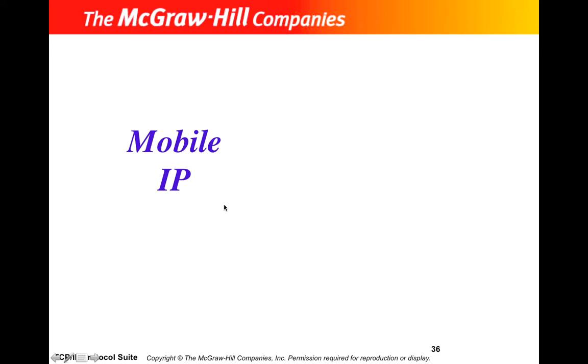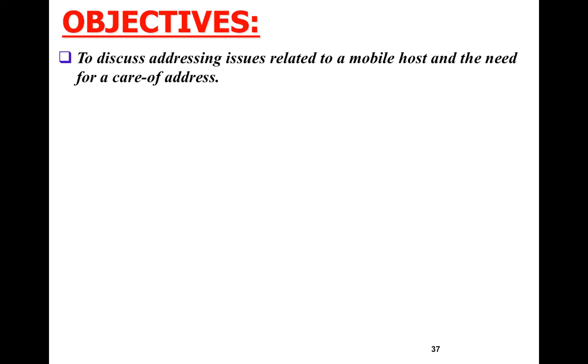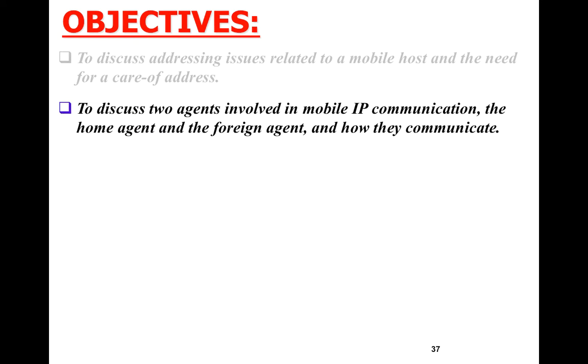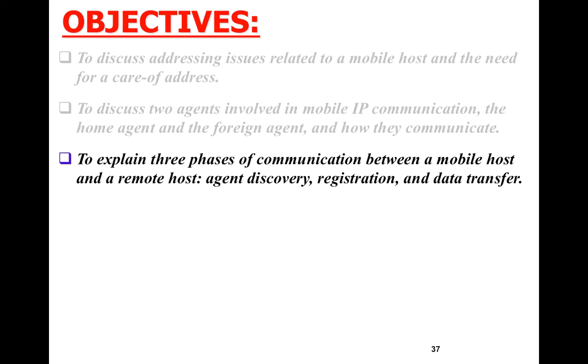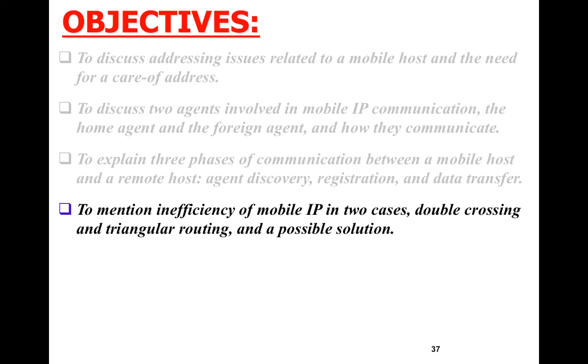We are now looking at the last topic in this chapter, mobile IP. We are looking at why we need mobile IP, what the different devices involved in this concept are, and how communication takes place when we use mobile IP. We will also mention some of the problems that we face when using this new concept.